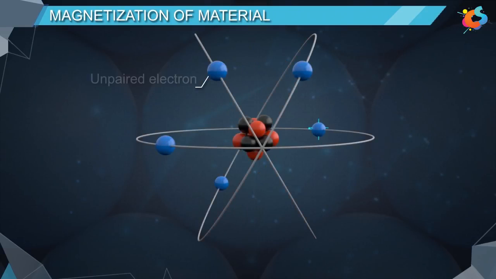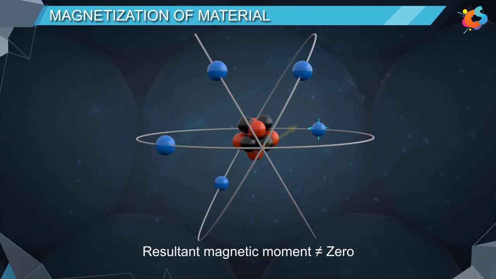Some elements have unpaired electrons in their orbitals. In such atoms, the magnetic moment of the unpaired electron is not cancelled due to the absence of a pair electron. Due to this, the resultant magnetic moment in the atom will not be equal to zero. The atom behaves like a tiny bar magnet.